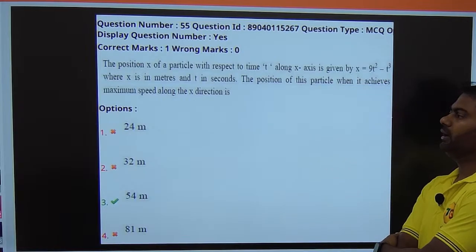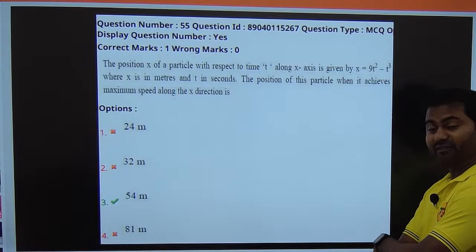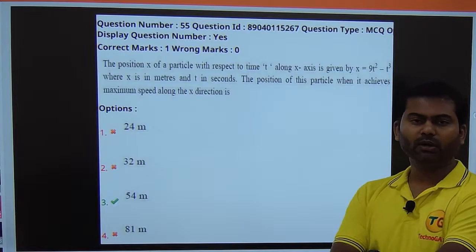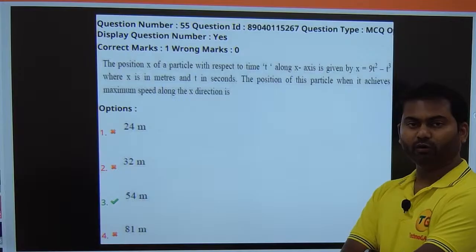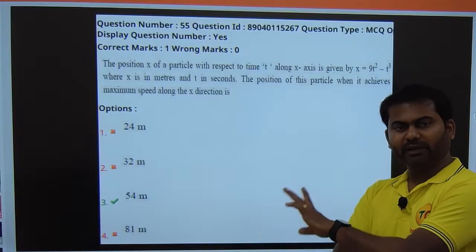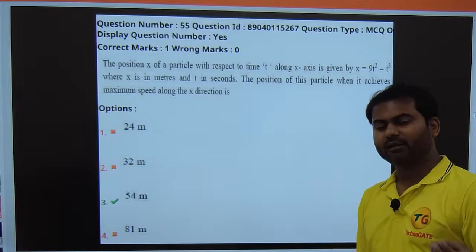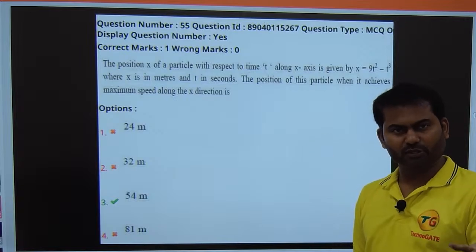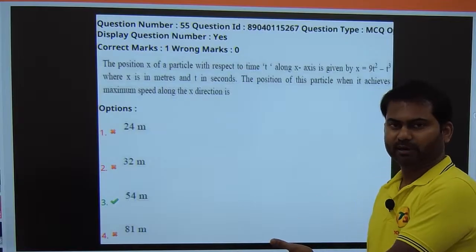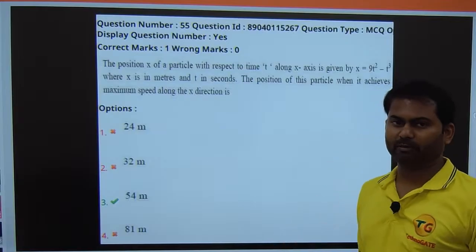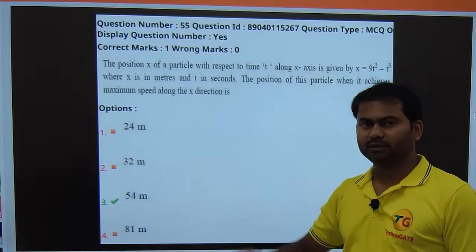So when the velocity is maximum, that is acceleration is 0, the position is given by 54 meters. So it is a simple mathematical calculation. There is actually no physics in this question, it is basic calculus: when a function is maximum its slope should be 0. We applied that concept, and there is nothing more here. Basically 54 is the answer, the third option.